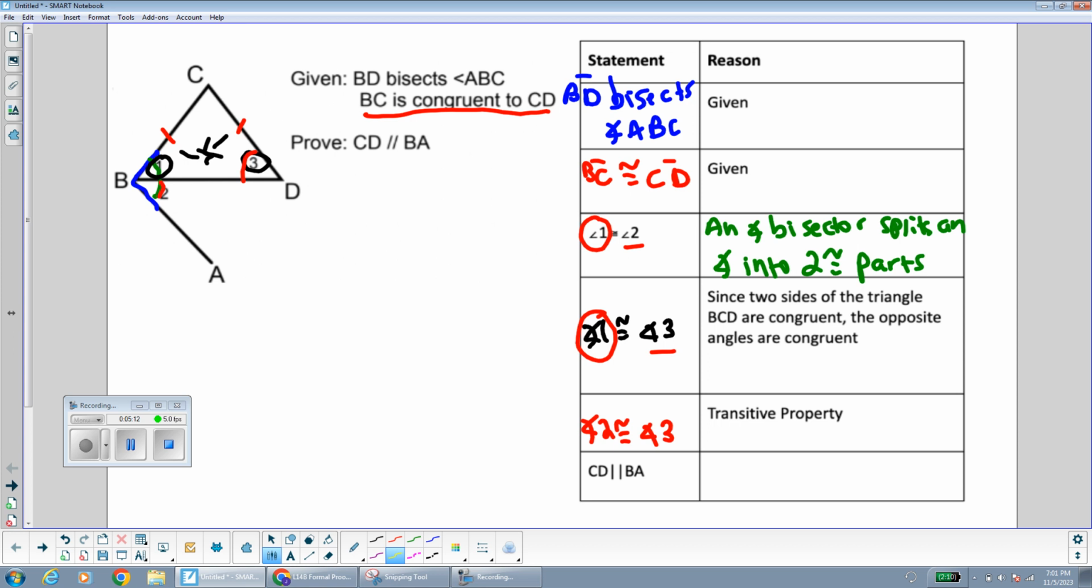So here, I'm proving that CD is parallel to BA. And I like to highlight my lines I'm proving parallel and the transversal that intersects them.